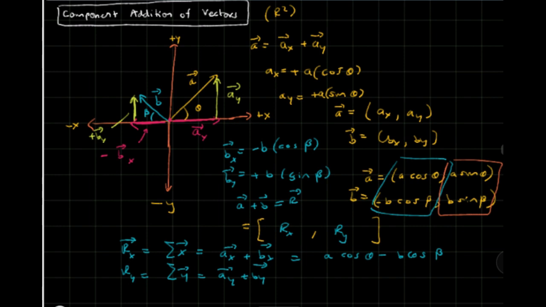So I'm just creating a template, but I'll show you guys this with numbers. And for Ry here, you're adding the two y components, right? So you get a sine theta plus b sine beta. Okay. Once you have Rx and Ry, we can understand that vector R is composed of these two x and y component vectors, and if you want to solve for the resultant, you can just use the Pythagorean theorem. So you do Rx squared plus Ry squared, right?